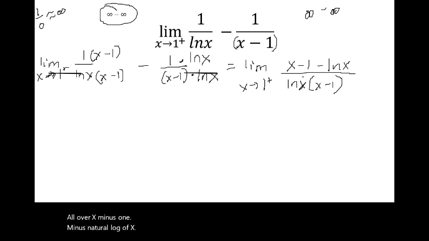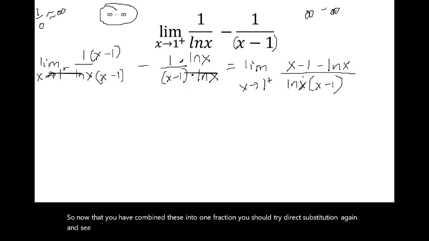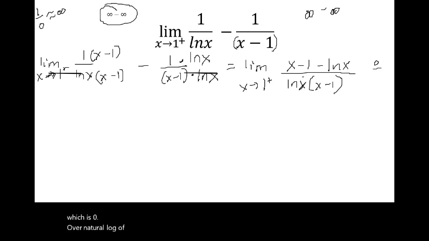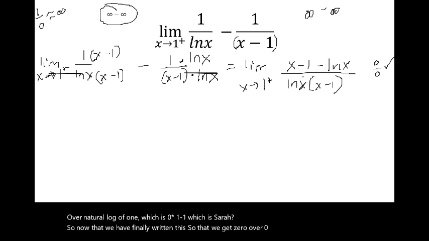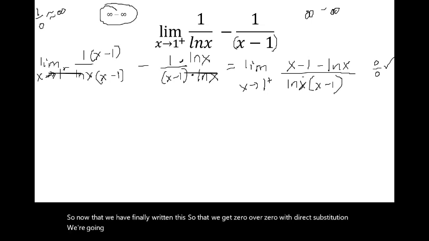So now that you have combined these into one fraction, you should try direct substitution again and see what happens. If you direct substitute 1, you get 1 minus natural log of 1, which is 0, over natural log of 1, which is 0, times 1 minus 1, which is 0. So now that we have finally written this so that we get 0 over 0 with direct substitution, we are going to use L'Hopital's rule.